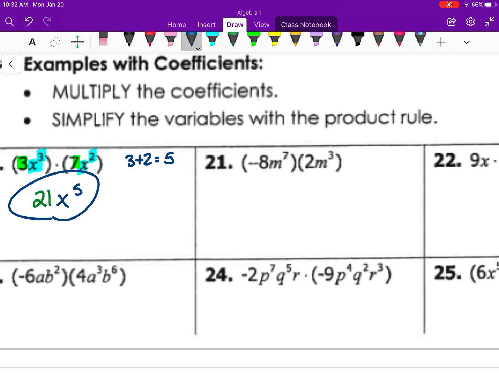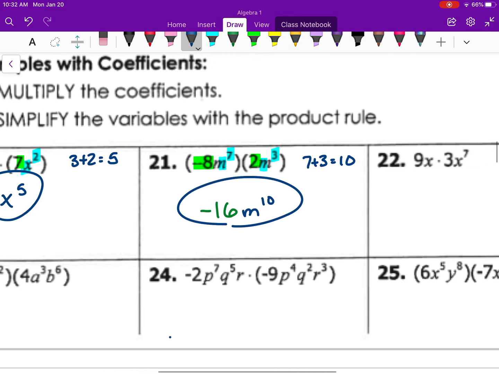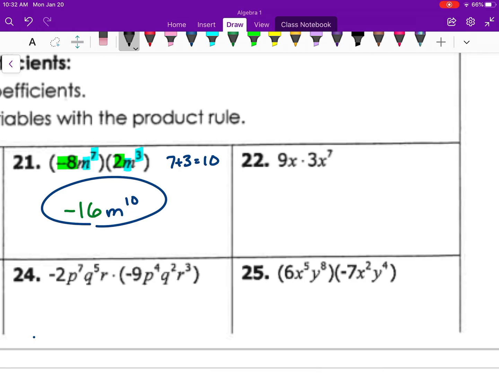For the next one, I'm still multiplying, so negative 8 times 2 would be negative 16. M to the seventh, m to the third. 7 plus 3 equals 10, so it would be m to the 10th. Last one, looking at what power is there. It's a 1. I'm still multiplying, so I can multiply 9 and 3. That makes 27. For my power of x, 1 plus 7 equals 8, so it would be x to the 8th power.